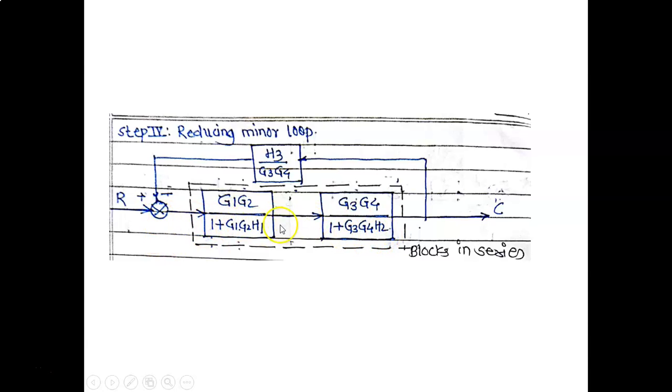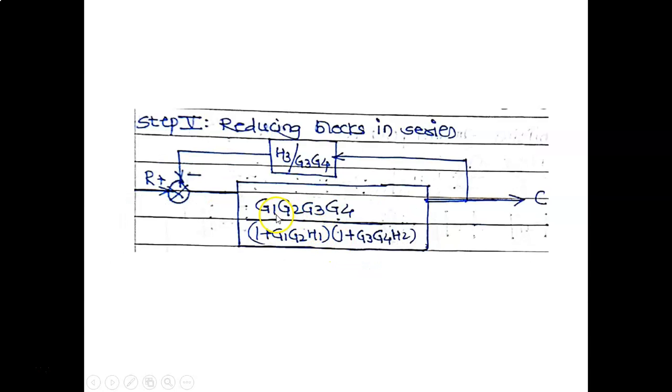These two blocks are in series. Therefore we will multiply these two blocks in the next step. Therefore G1, G2, G3, G4 divided by 1 plus G1, G2, H1 into bracket 1 plus G3, G4, H2 into another bracket, and this H3 divided by G3, G4. This is the feedback element. Now this is again a minor feedback loop.